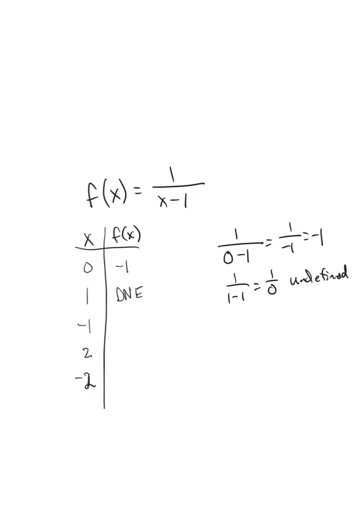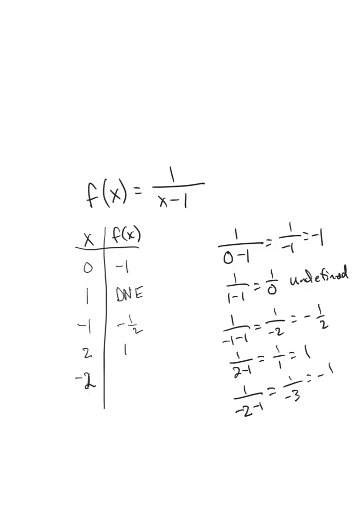What if we plug in -1? 1 over -1 minus 1. Oh, not a problem there, because that would be 1 over -2, or in other words, -1/2. 1 over 2 minus 1 would be 1 over 1, which is 1. And 1 over -2 minus 1 would be 1 over -3, which would be -1/3. So let's see what we have there.